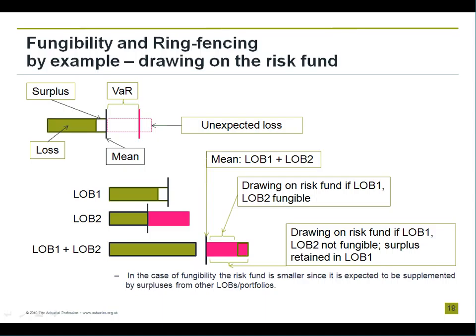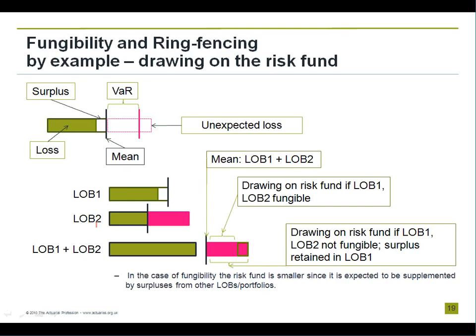So here in my PowerPoint display, the way to think about the problem is in terms of a risk fund or a capital risk fund. You have a risk fund, and you draw on that risk fund anytime losses exceed the mean for the aggregate. So let's suppose we only have two LOBs, LOB1 and LOB2. You access the risk fund when the sum of the two losses exceed the mean for the two lines of business. And you know that means are additive.